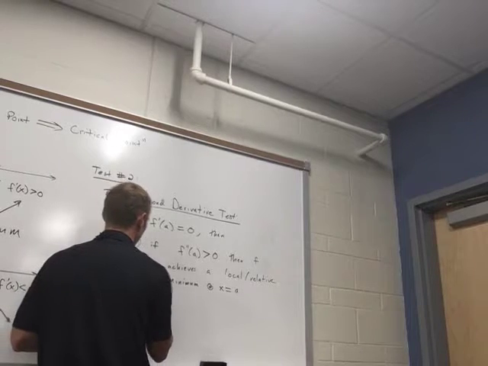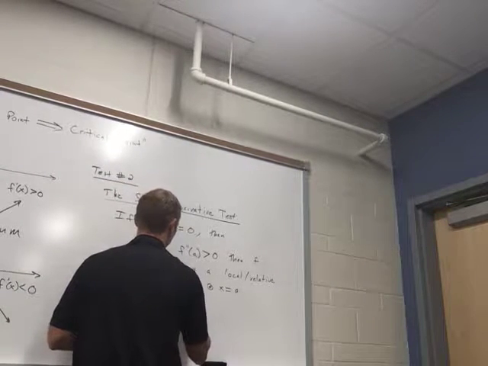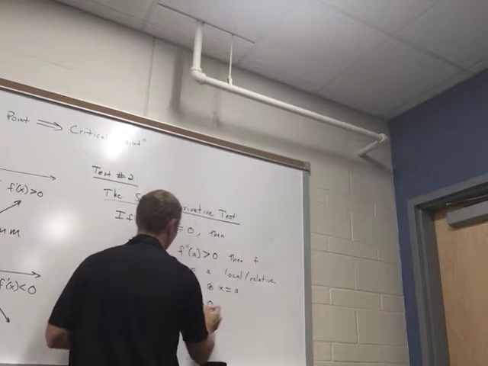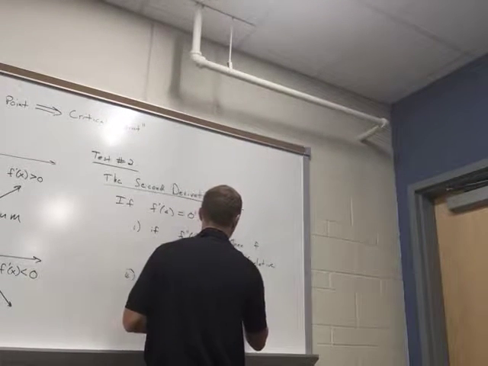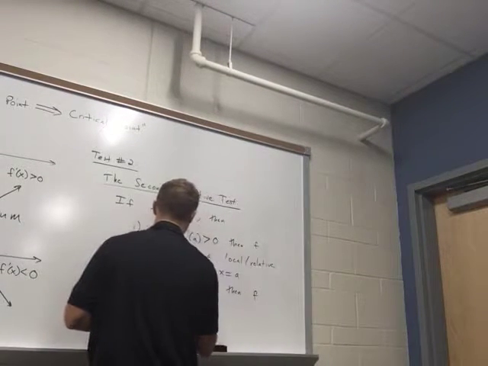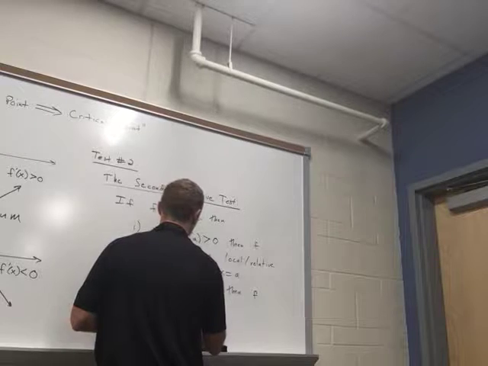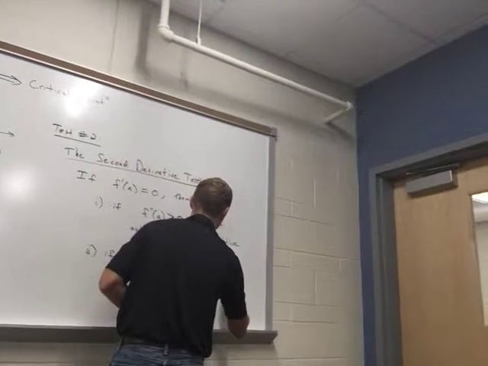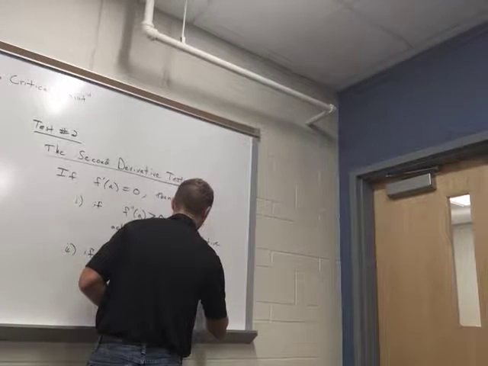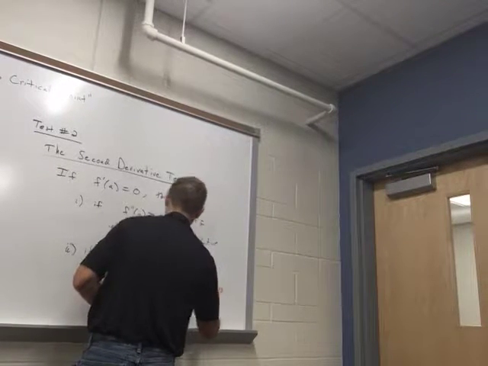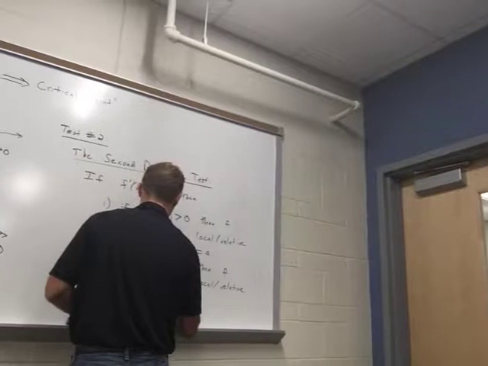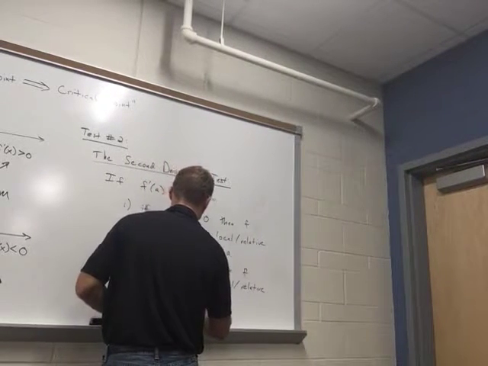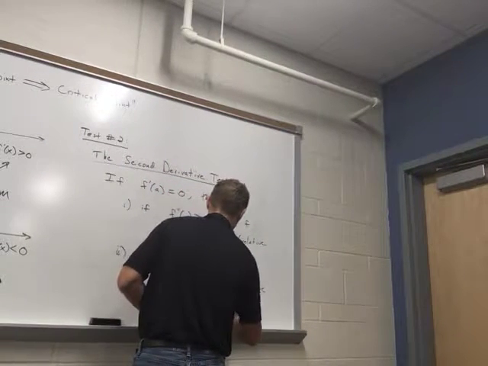Case 2, if f double prime of a is less than 0, then f achieves a local/relative maximum at x equals a.